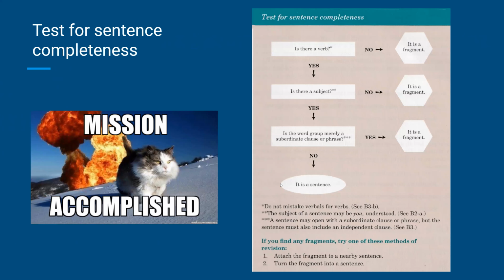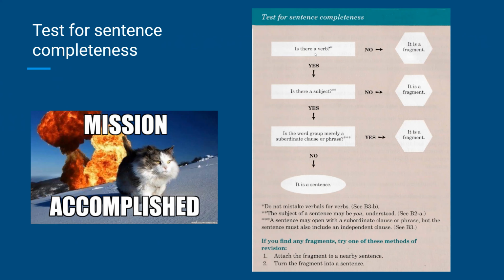So here's the test you can use when you're deciding whether or not your sentence is complete. Is it a complete sentence or is it a sentence fragment? So first, we start with the question, is there a verb? If there is not a verb, then it is a fragment. You can have sentences with just a verb. For example, when you tell someone go, go is a verb, but you have the understood subject of you because you are talking to someone and you are telling them go.